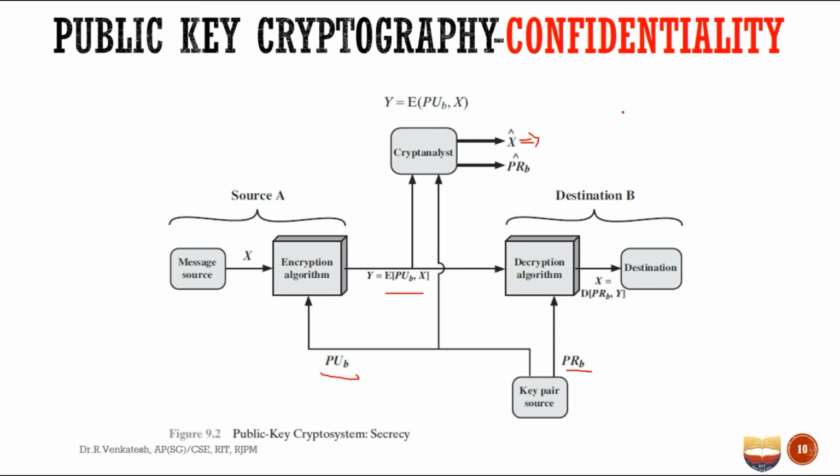To get confidentiality, we must encrypt the plain text by using the public key and decrypt it by the private key. So this ensures confidentiality.